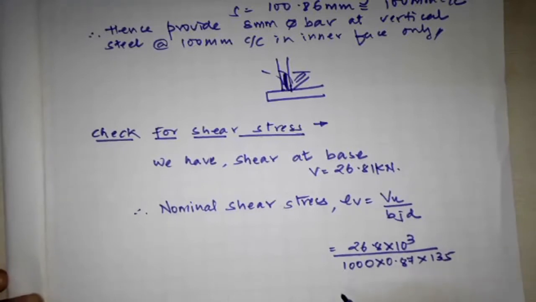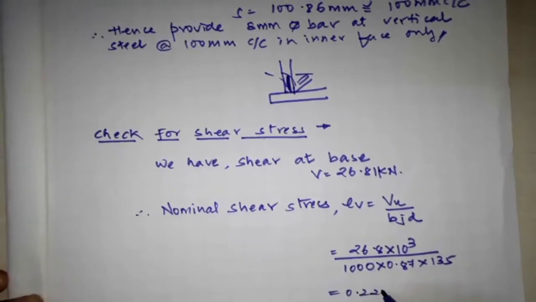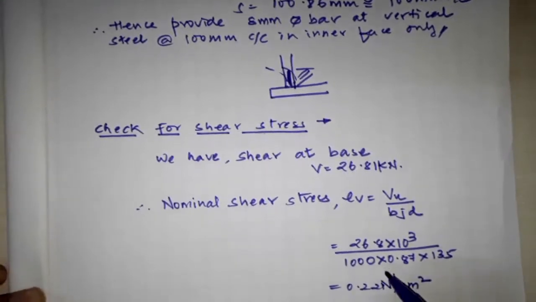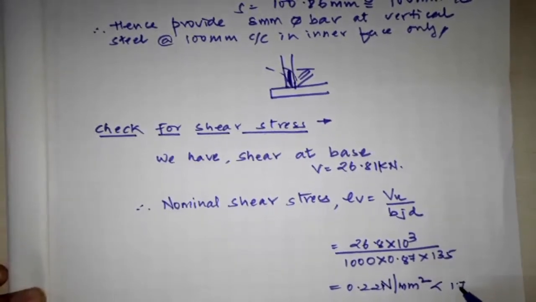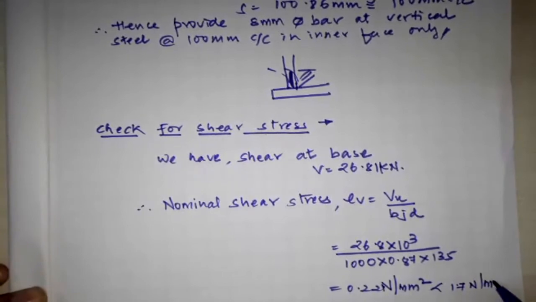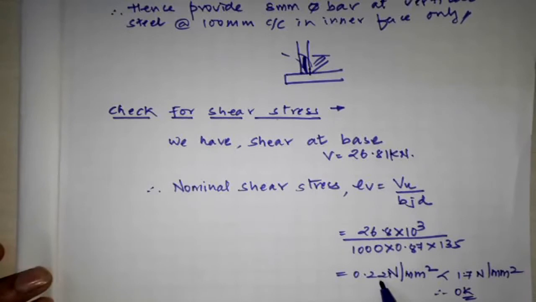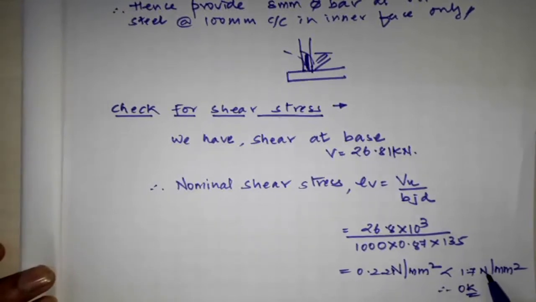So we got here 0.22 Newton per mm square, which is less than 1.7 Newton per mm square. So this is the allowable stress 1.7 Newton per mm square, and the shear stress developed in the concrete is less than the allowable stress. So hence okay, or hence safe.